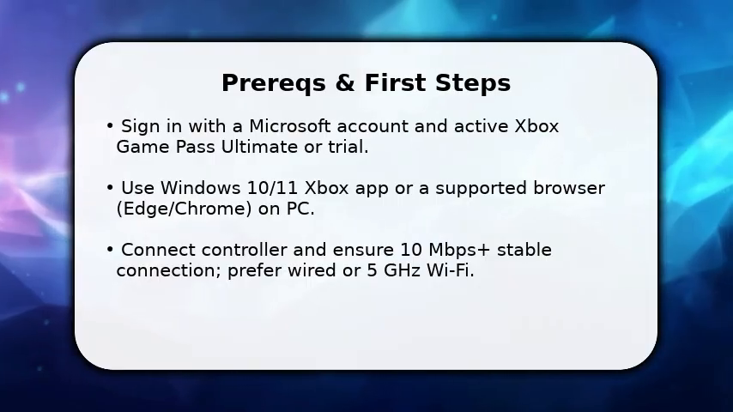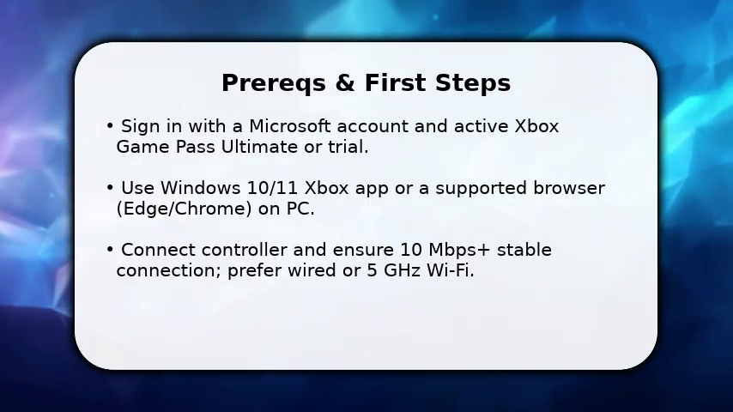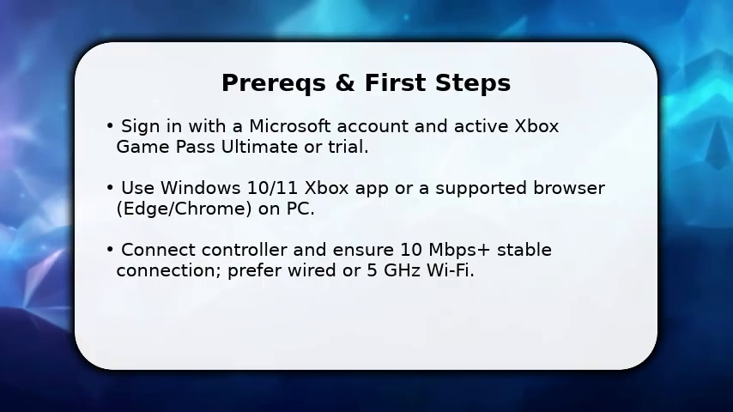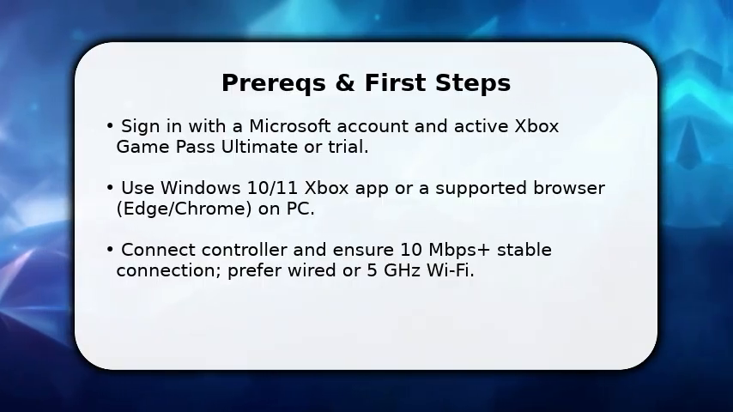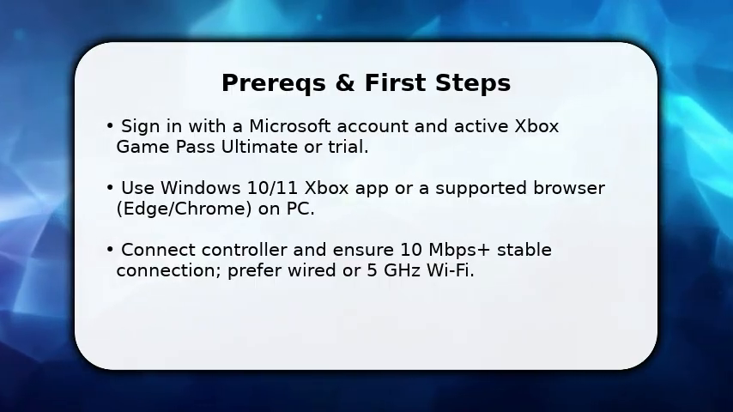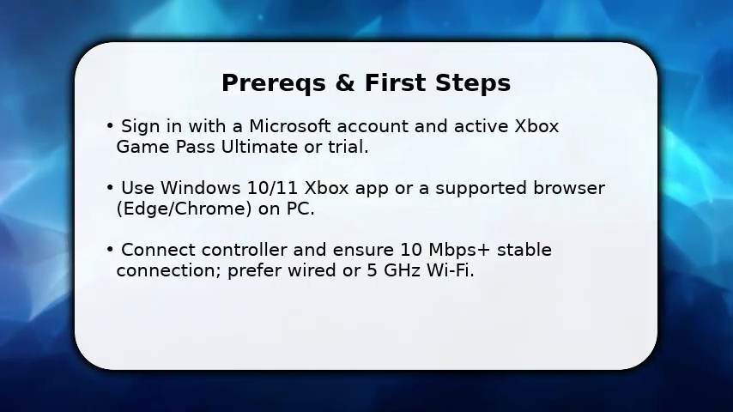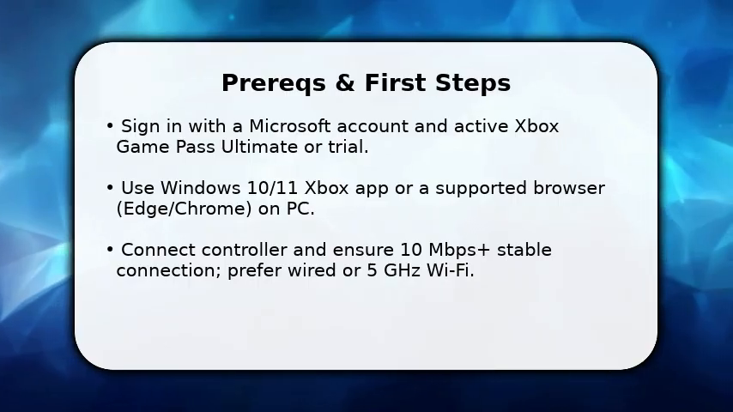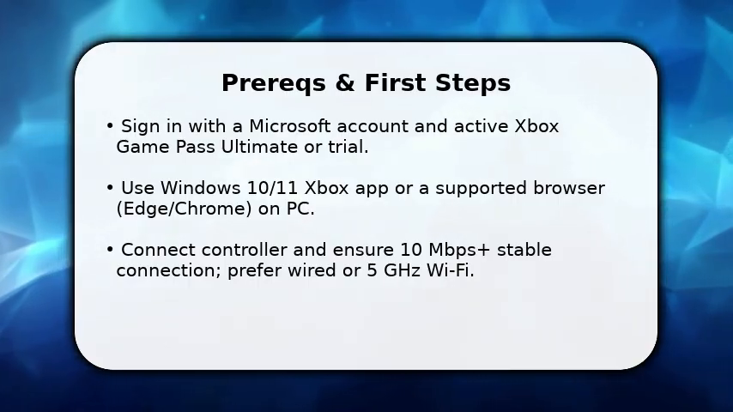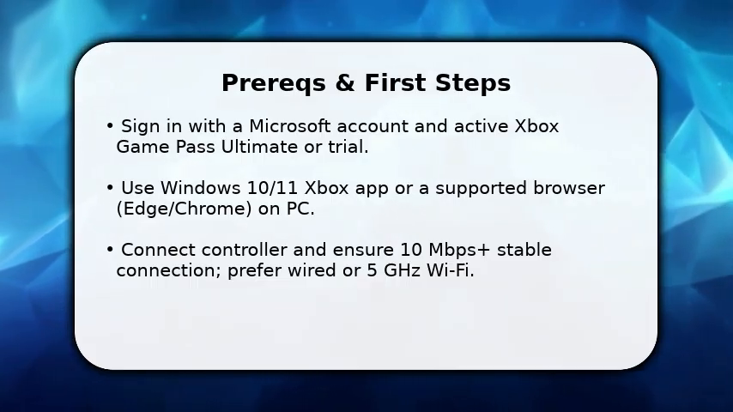You start by confirming accounts and subscription. Sign into your Microsoft account and verify Xbox Game Pass Ultimate or Trial Access. Once done, open the Xbox app on Windows or a supported browser and go straight to cloud gaming. Make sure your controller is connected and your network meets minimum speed. If possible, switch to wired or 5 GHz Wi-Fi for lower latency. You're now ready to pick a game and initiate the stream.